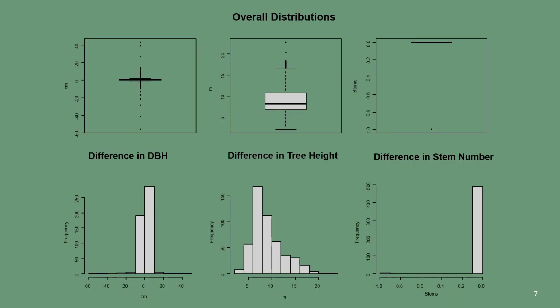And here are the distributions of these three metrics. As we can see there, the DBH and the stem number are both around 0, whereas we can see the data for the tree height being centered around 10 with not many outliers.